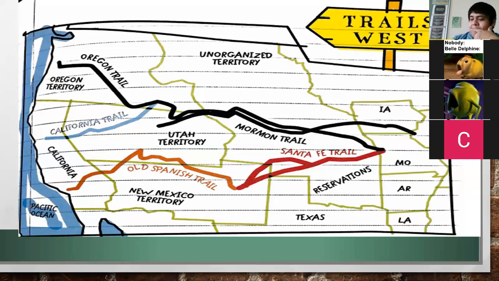Yes, the Mormon Trail ends in Utah. Salt Lake City, Utah, to be specific. About 2 minutes left. The Oregon Trail ends in the Oregon Territory. The California Trail ends in Northern California. The Mormon Trail ends in Utah. The Santa Fe Trail ends in New Mexico. And the Old Spanish Trail ends in Southern California.